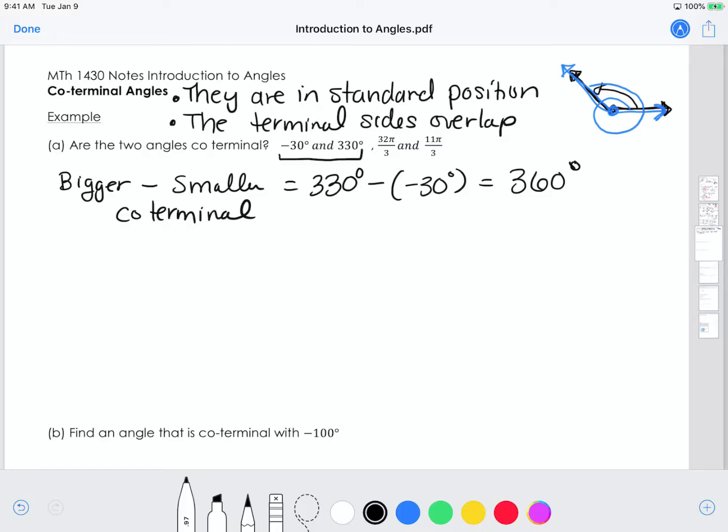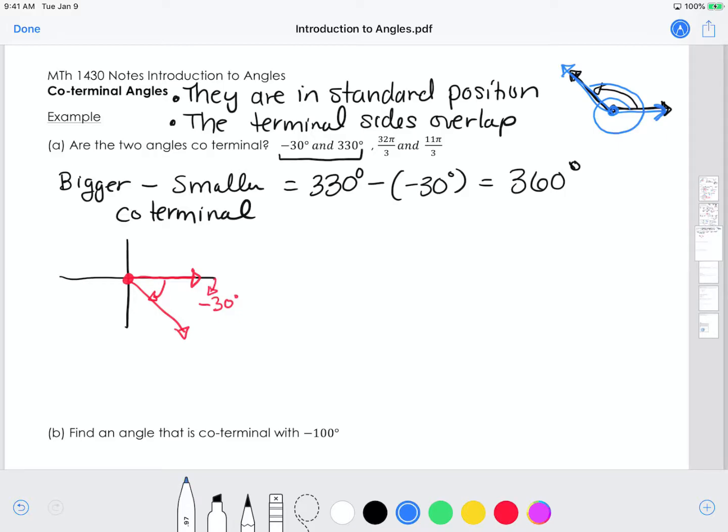So if you check by drawing the angles, negative 30, I'm going to draw in red. And if I draw this in standard form, I'm going to have my vertex at the origin. My initial side is going to start on the positive x-axis. And because it's negative 30, I'm going to swing open clockwise. So I'm going to swing open in this direction 30 degrees. So this would be negative 30 degrees when I swing open this way.